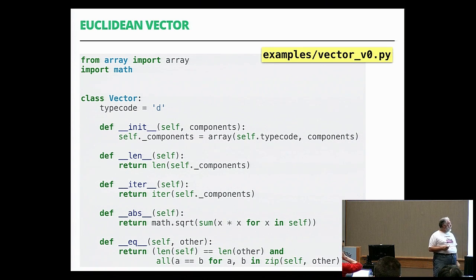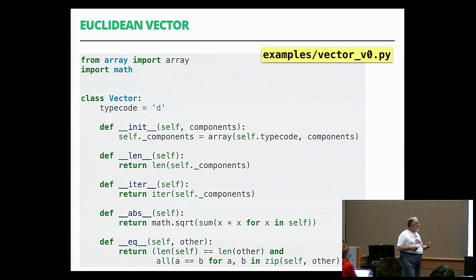So the abs is to support the abs built-in function. The abs built-in function returns the absolute value of a number. For the built-in type complex, it returns the modulus, right, which is using the Pythagorean formula.